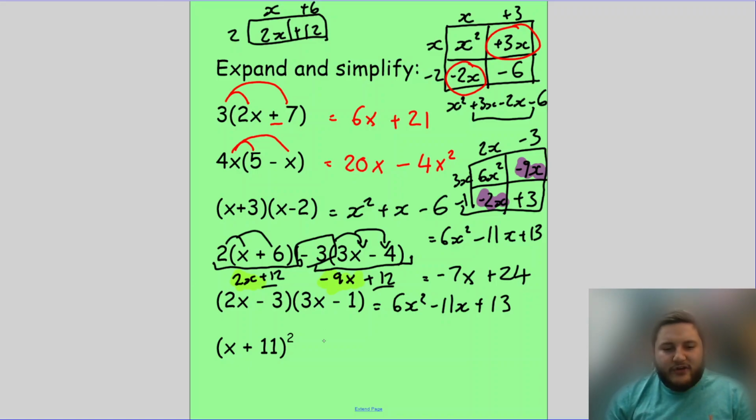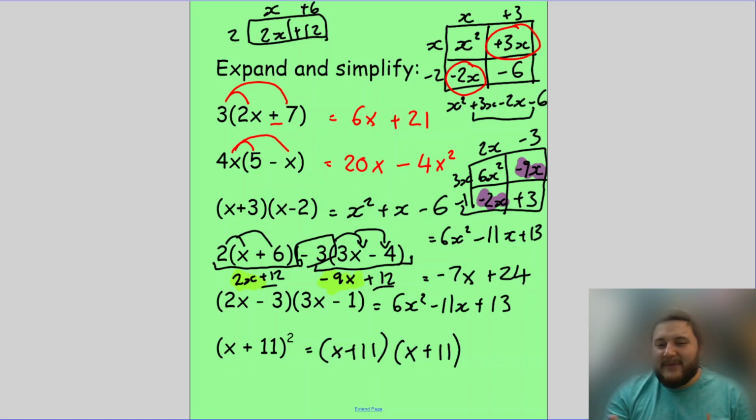Okay then, for this last one, it's just about the notation I want to talk about. When you're squaring a bracket, this is actually the same as saying (x plus 11)(x plus 11), right? When you square anything, squaring just means to multiply by itself. So if you square a bracket, you multiply the bracket by the same bracket, and you get a double bracket with the same thing. If you use the grid method on this, and I won't go into depth because I've spent quite a lot of time talking about the grid method, then you would get x squared plus 22x plus 121.